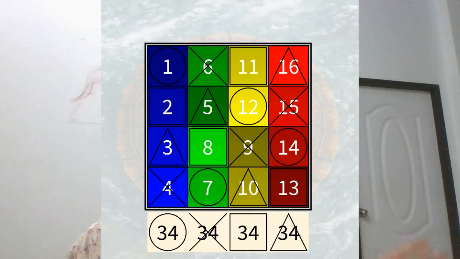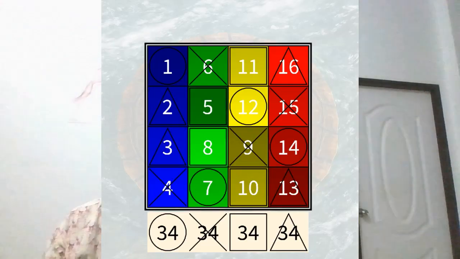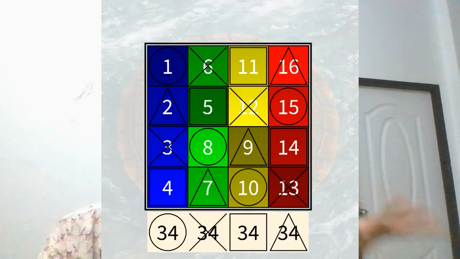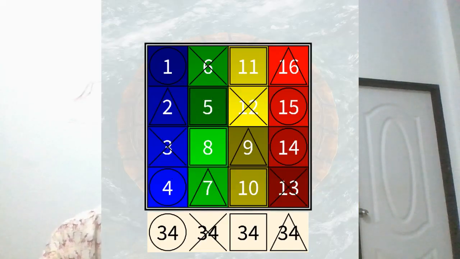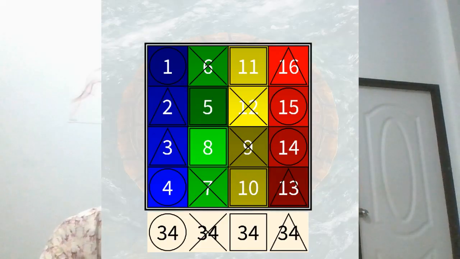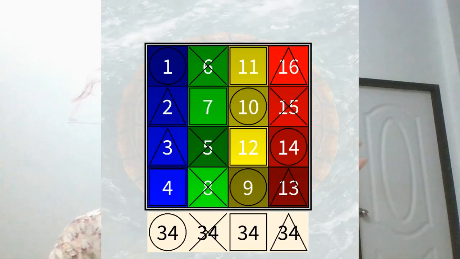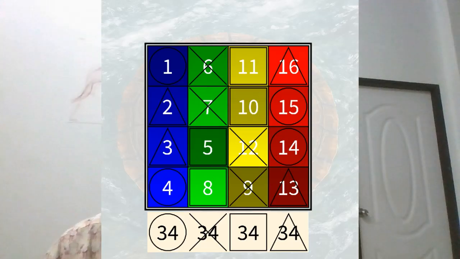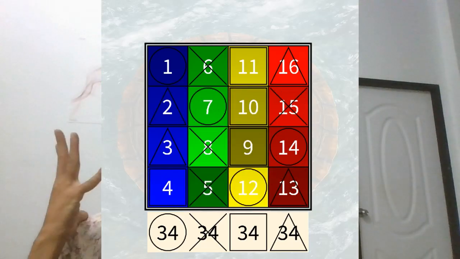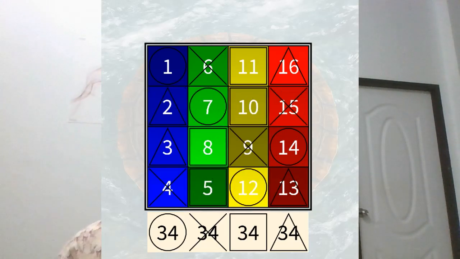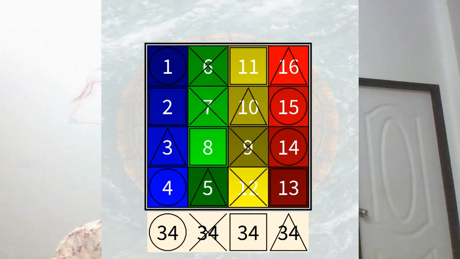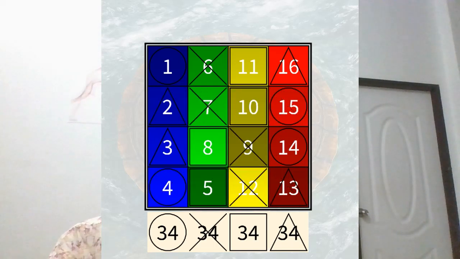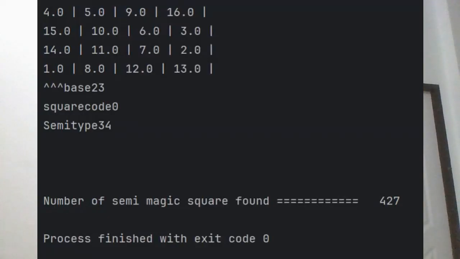So I had to go through this, searching exhaustively for the semi-magic squares by moving through each line at a time and finding all possibilities. And finally I did this. There was 419 semi-magic squares. 427. It's like 420.